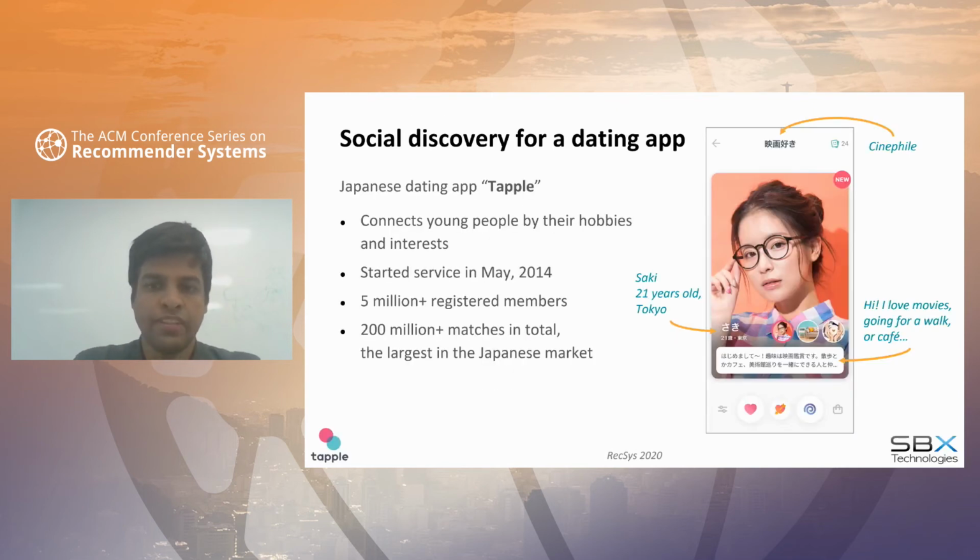Tapple is one of the leading dating applications in Japan that connects young people by their hobbies and interests. Started in 2014, Tapple has over 5 million registered profiles. To date, Tapple has made 200 million successful matches, which is the largest in the Japanese market. Once inside the app, people are shown profiles of the opposite gender, to which they can swipe left to like and right to pass. When two users like each other, it's a match, and matched users can start a conversation by exchanging messages. Our goal here is to maximize the potential for mutual likes or matches.